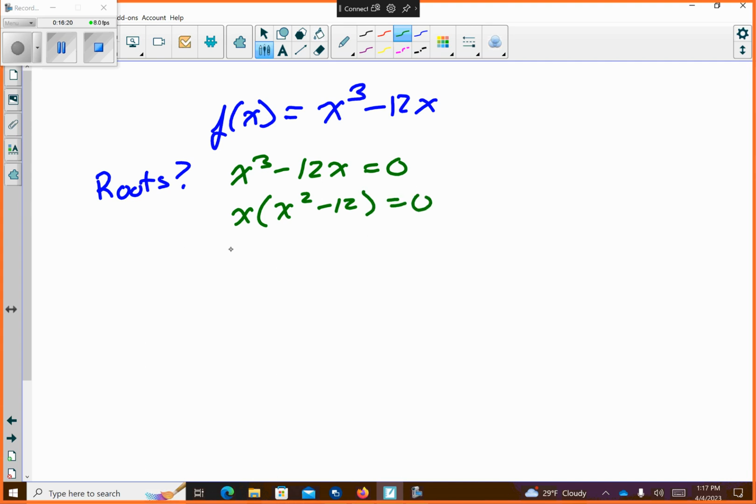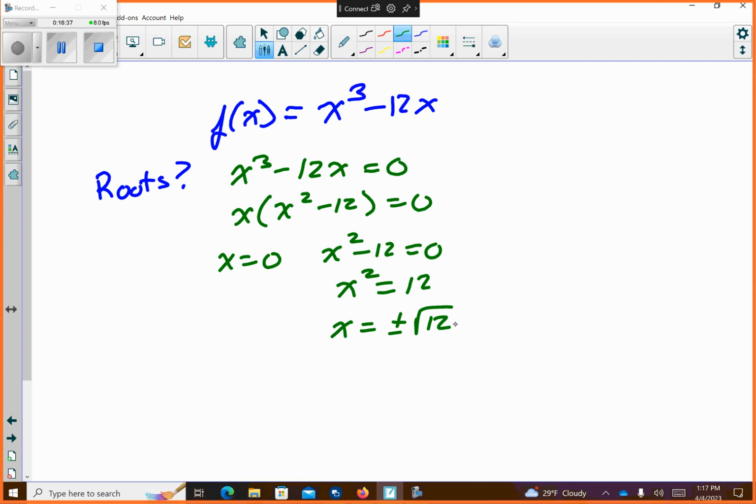So I factor it out in x. So now x is equal to 0, and x squared minus 12 equals 0. So solve this. I get x squared equals 12. Take the square root of both sides. Don't forget the plus minus. So you get root 12.